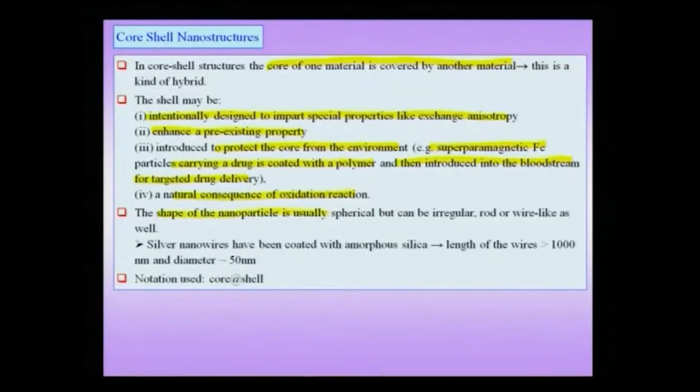The shape of the nanoparticle is usually spherical, but can be irregular, rod like, wire like, or any other shape which is important in a certain application. An example of an alternate geometry rather than the sphere is silver nanowires coated with amorphous silica. These nanowires are more than 1000 nanometers in length and have a diameter of about 50 nanometers. So, that means these are nanowires with an aspect ratio of about 20, and these have a shell of amorphous silica over silver, which is, as you know, a conducting material.